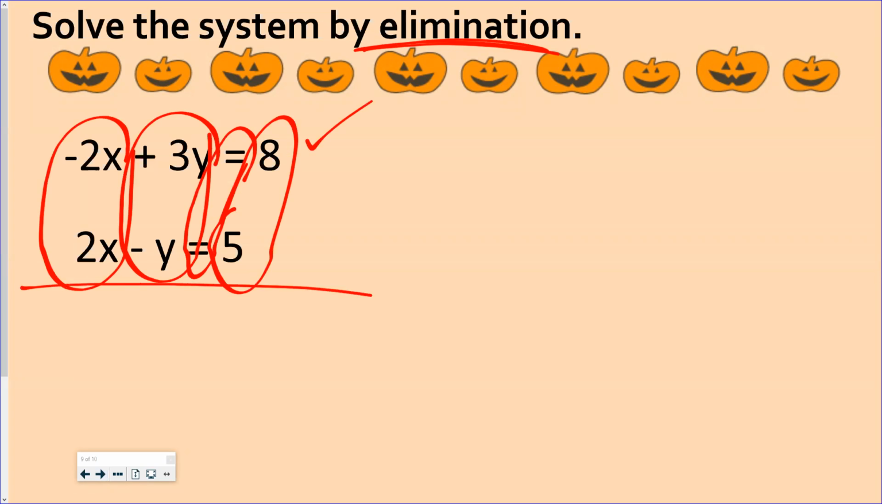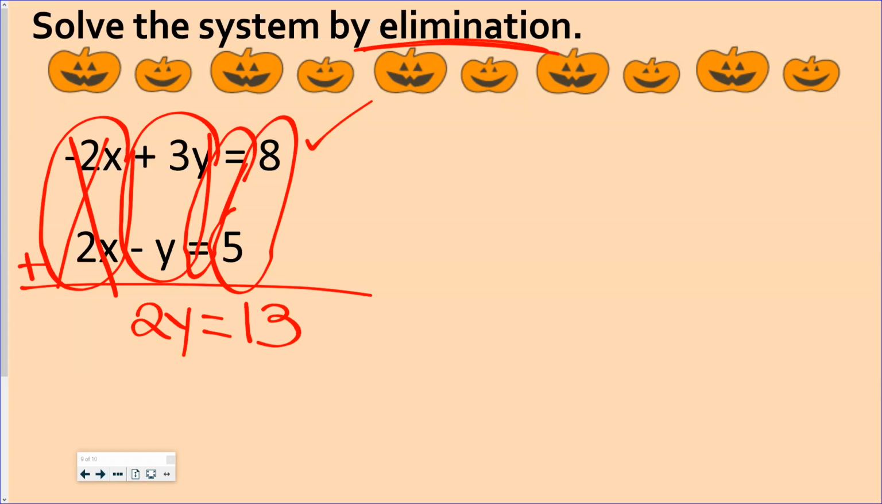So now I can go ahead and do my old school addition. Negative 2x plus 2x, those cancel out. That's my variable that cancels. 3y and negative y, combine those together, 3 and minus 1, that's going to give me 2y. I need my equal sign. 8 plus 5, that's going to give me 13.